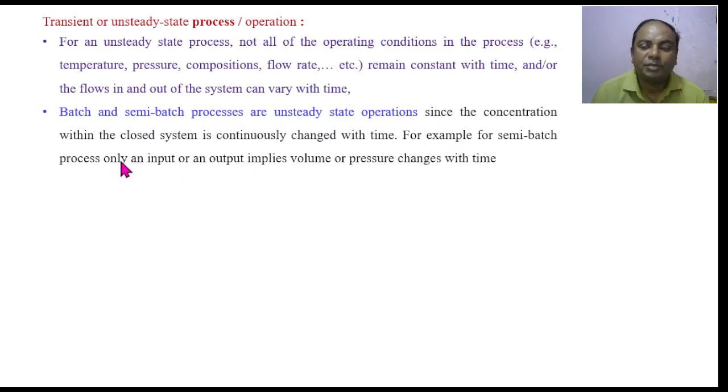In a semi-batch process, suppose there is only an input or an output. If there is an input to a system operating under semi-batch condition, we can say that the volume or the pressure changes with time. Similarly in the batch process also, we introduce the feed material, volume increases, pressure changes. Then as the process goes on until its completion, the temperature may also change.